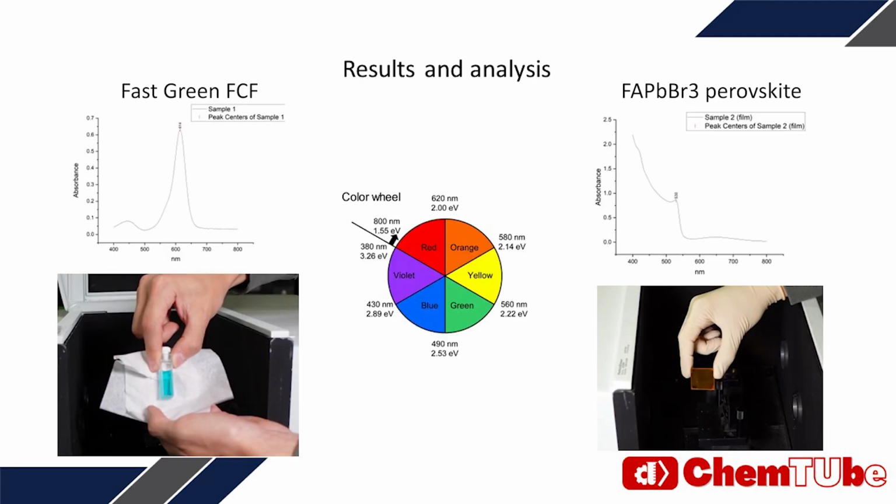Keep in mind, the visible color of a compound is the opposite of the absorbed color in the color wheel. Sample 1 absorbs orange light at 614 nanometers and it appears blue to us, which is in line with the color wheel. Sample 2 absorbs blue and green light, which is why it appears red or orange to us.